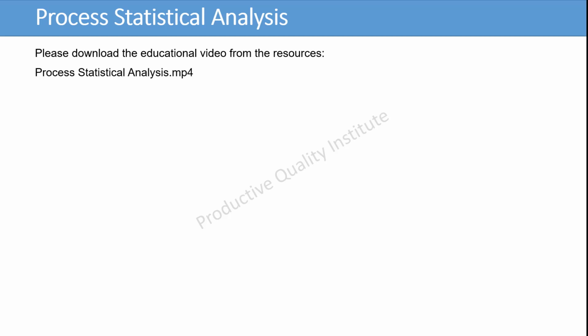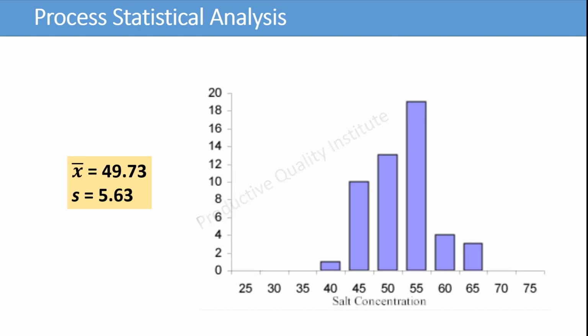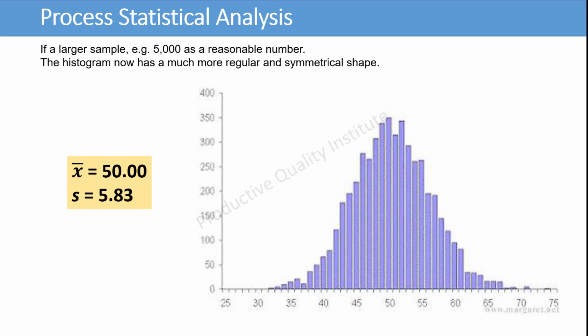Please download the educational video from the resources, Process Statistical Analysis.mp4. Please check the histogram, mean value, and standard deviation for our sample of 50 pieces. If a larger sample, for example, 5,000 is a reasonable number, the histogram now has a much more regular and symmetrical shape.